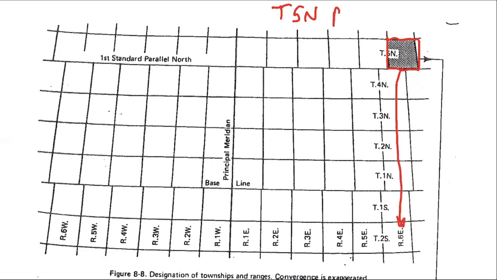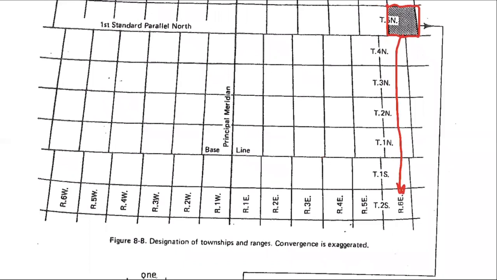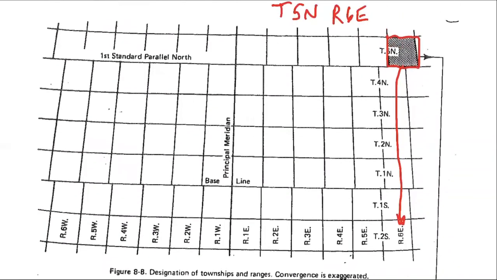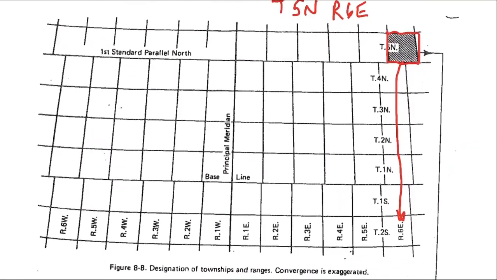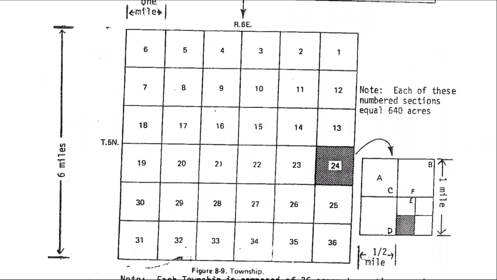So this would be range 6 east. Okay, so there it is. That is a 36 square mile little box in a state that we don't know, but it's based on that grid system that we laid out a few minutes ago. So what we're going to do is blow this up. This is going to be now way bigger.